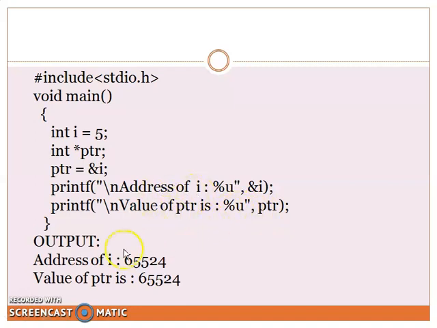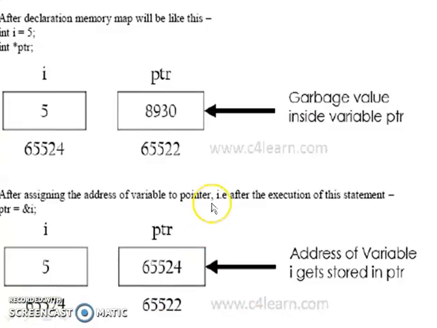First, initially we are printing the address of the variable I. After assigning the address of the variable I to the pointer variable, we are printing that also. So now the pointer is printing the same address here. Okay. So this is how the memory initialization takes place.